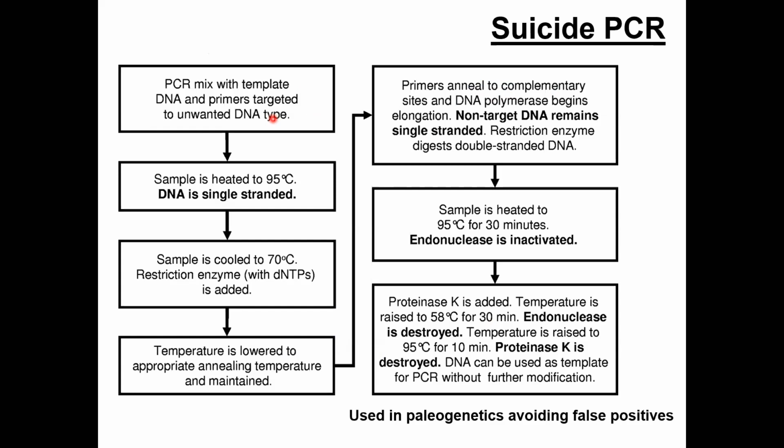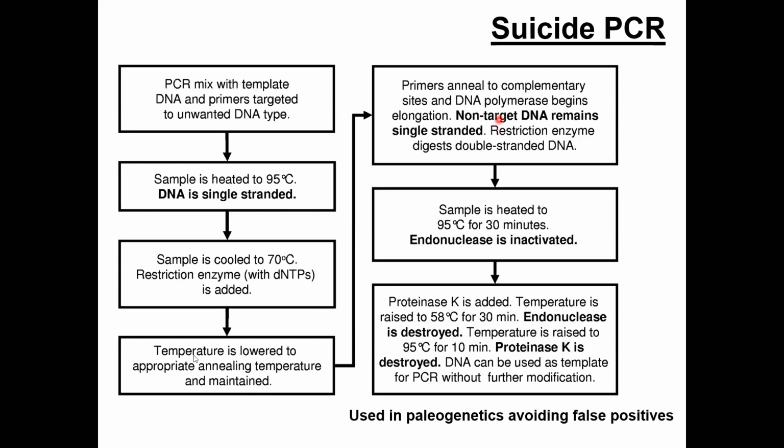When we amplify this, we heat it at 95 degrees centigrade to make it single-stranded DNA. Then we cool it, and we use a restriction enzyme with dNTPs. So the primers anneal to the complementary sites, and DNA polymerase begins elongation. However, the non-targeted DNA remains single-stranded.